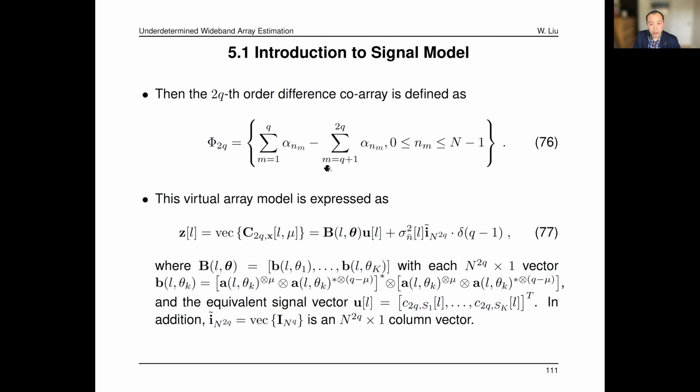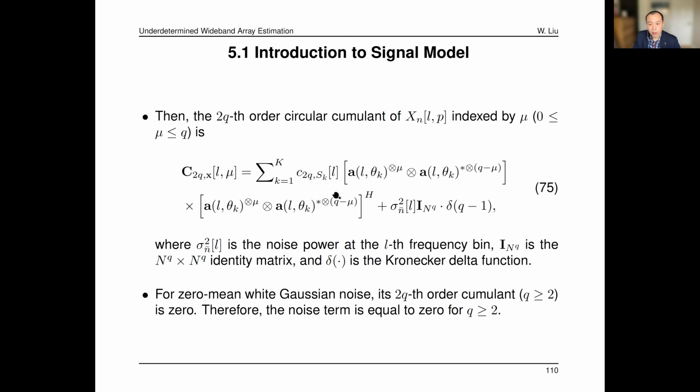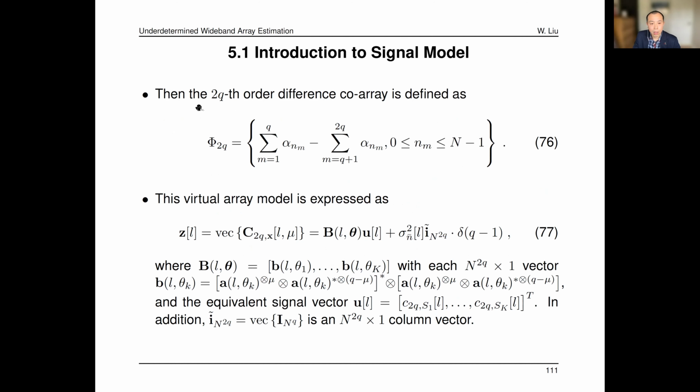From this operation, you can achieve this fourth order difference coarray. You can generate this virtual coarray, so fourth order, so 2q order. For q equal to 2, it will be fourth order. Basically, you can sum two of them together.